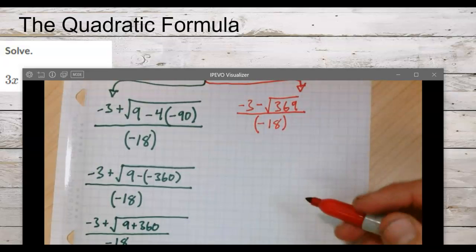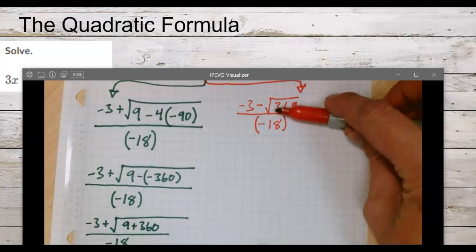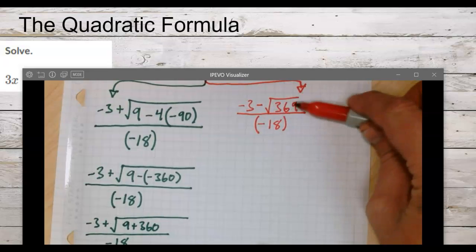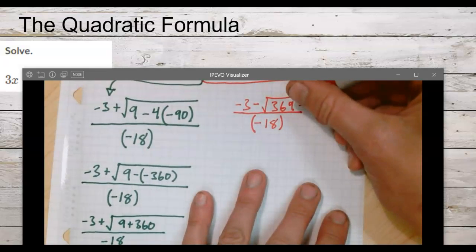We already did it. Now, this value inside of the radical, anyone know what that's called yet? Ooh, it's got its own vocab word. What's it start with? Yep.